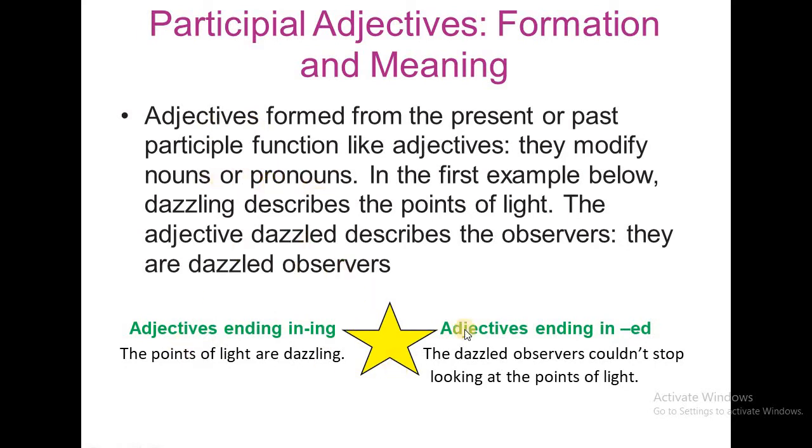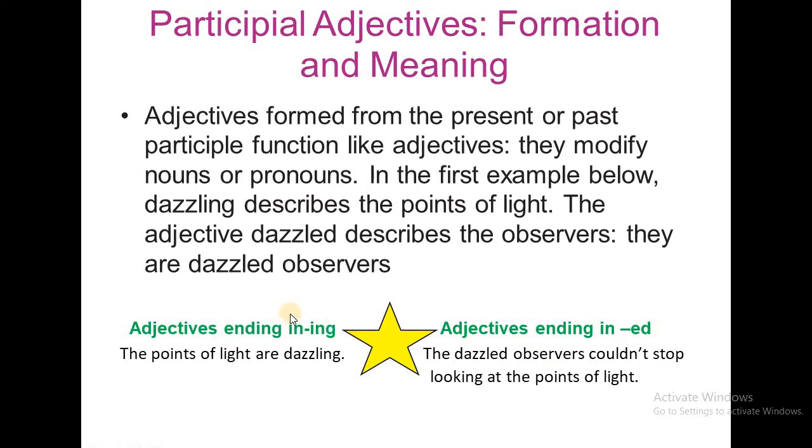Let's have a look at these examples. The points of light are dazzling. The dazzled observers couldn't stop looking at the point of light. What is the difference between dazzling and dazzled? In the first example, dazzling describes the points of light, and the adjective dazzled describes the observers. They are dazzled observers. What does that mean?